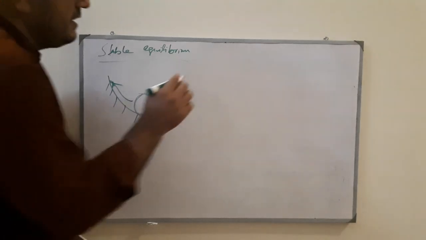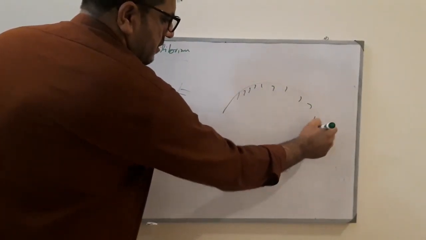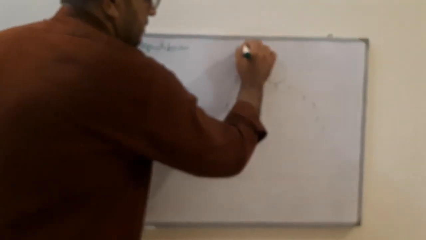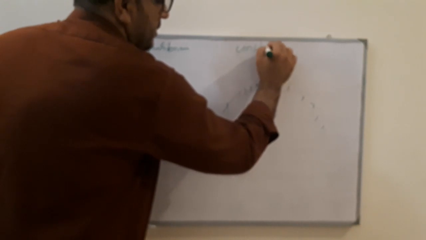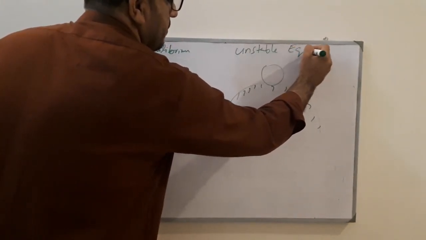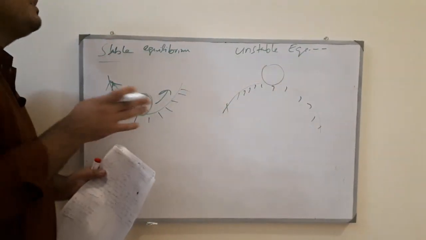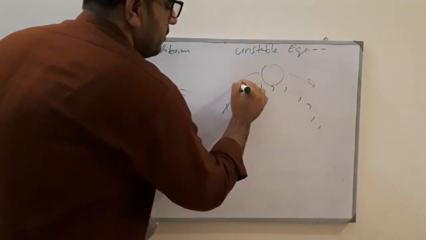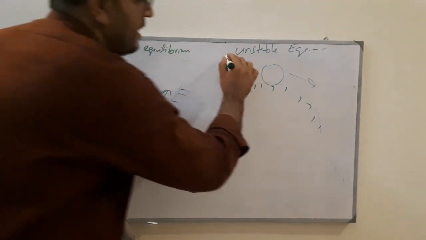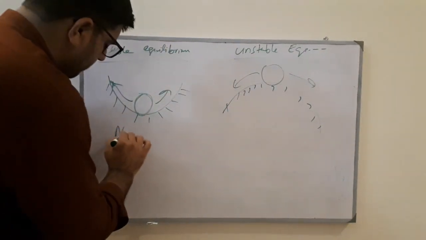But now let's say the shape is like this, and there is a ball here. This is an example of unstable equilibrium, right? If I try to push the ball in this direction or in this direction, it will never come back to its original position. This is called the unstable equilibrium. And then neutral equilibrium.